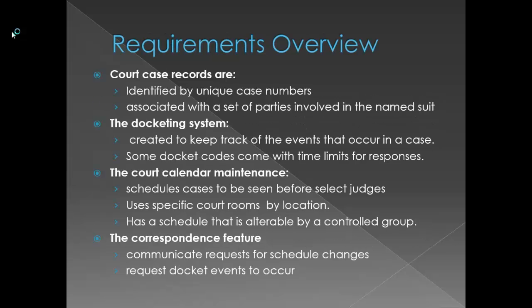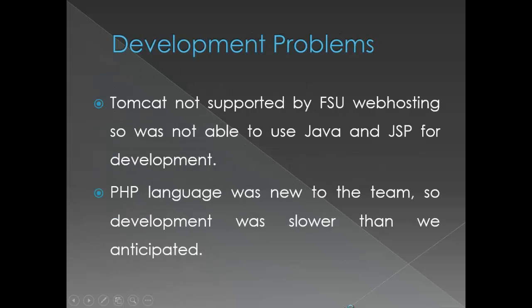Each court case has a set of characteristics that describe it, like its privacy level, title, and type of case. One of the most important features of a case are the dockets. From case creation to closure, the docketing process is an activity that the system has been designed around. The court calendar maintenance schedules cases to be seen before select judges. And the correspondence feature is a secure way for court personnel to communicate about case numbers and for docket and calendar requests.